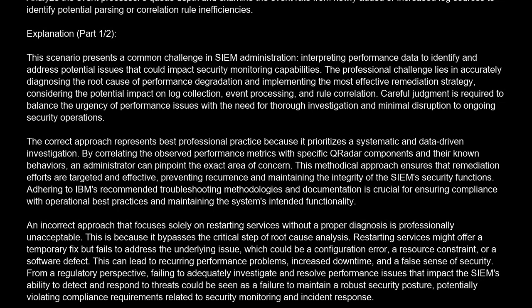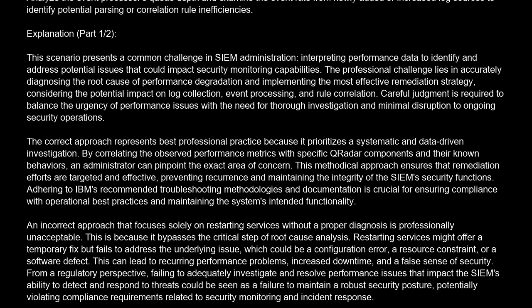The correct answer is B. Analyze the event processor's queue depth and examine the event rate from newly added or increased log sources to identify potential parsing or correlation rule inefficiencies. Explanation. This scenario presents a common challenge in SIEM administration, interpreting performance data to identify and address potential issues that could impact security monitoring capabilities.